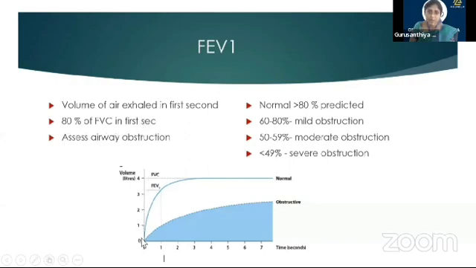If at all there was any obstruction, the FEV1 would have fallen here, as in this graph. So it assesses the airway obstruction. If it is more than 80% predicted, it is normal. If it is 60 to 80% predicted, it is a mild obstruction. 50 to 59% is a moderate obstruction, and less than 49% is a severe obstruction.